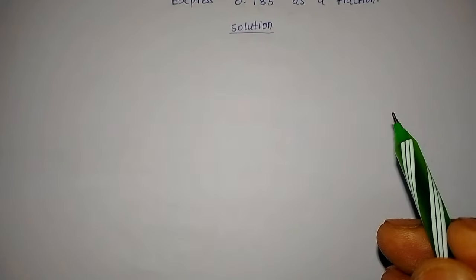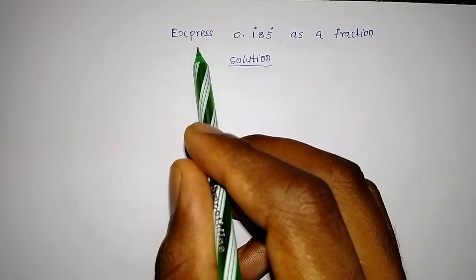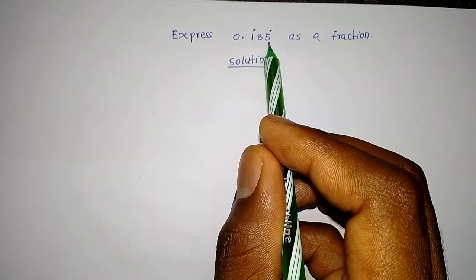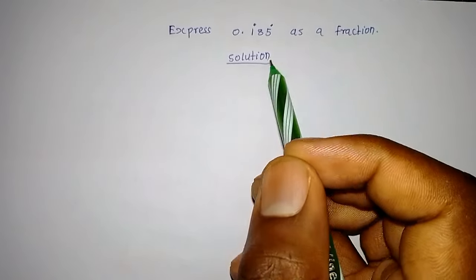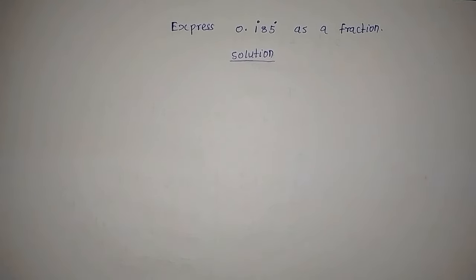We are having a question here whereby we are told to express 0.185, where 1, 8 and 5 are recurring, as a fraction. Now, I'm going to give you the easiest method you can use when working on such questions.